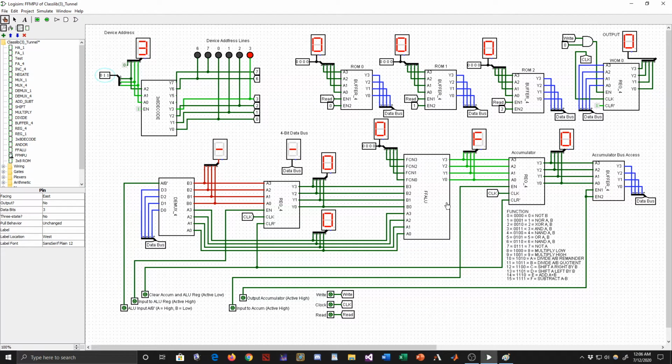Now over here we have the main structure. This is the computational structure right here. So this does the actual computing.